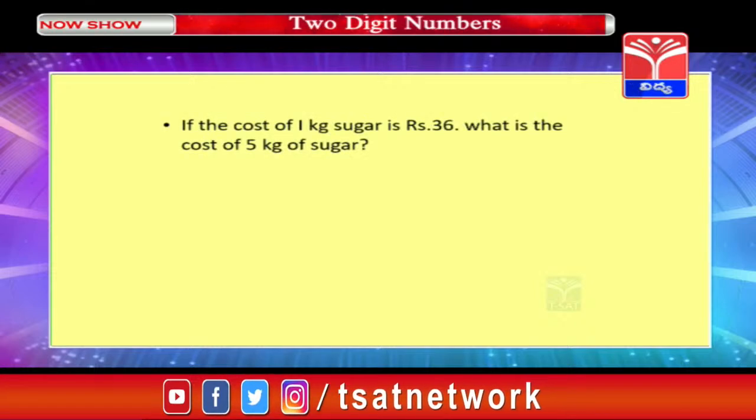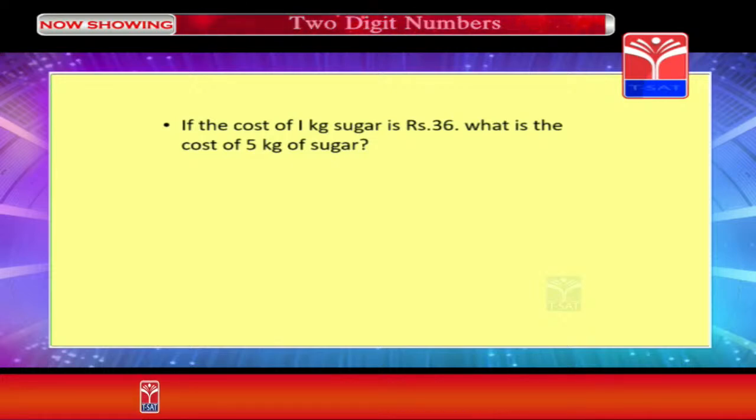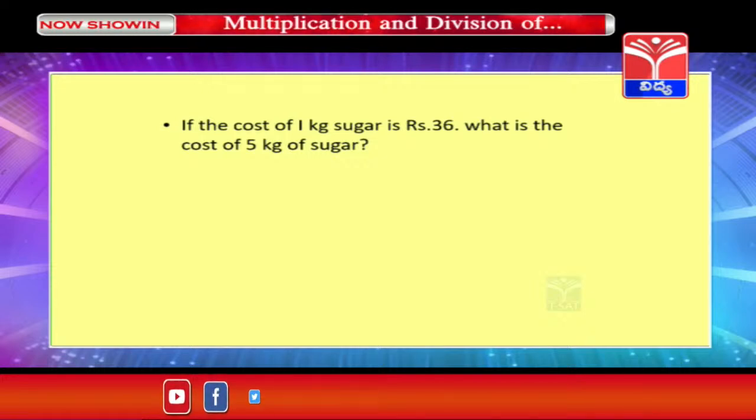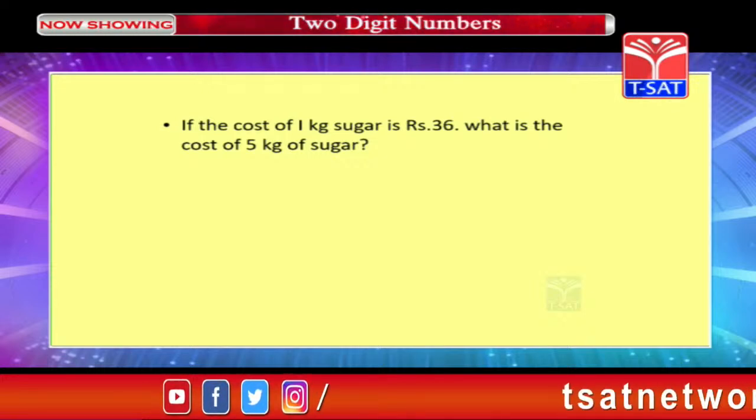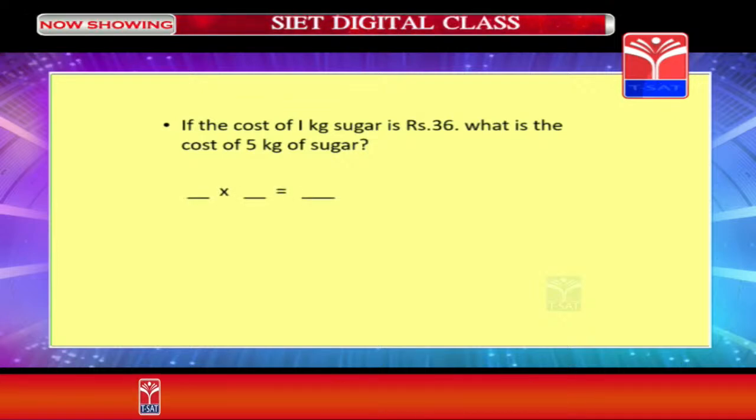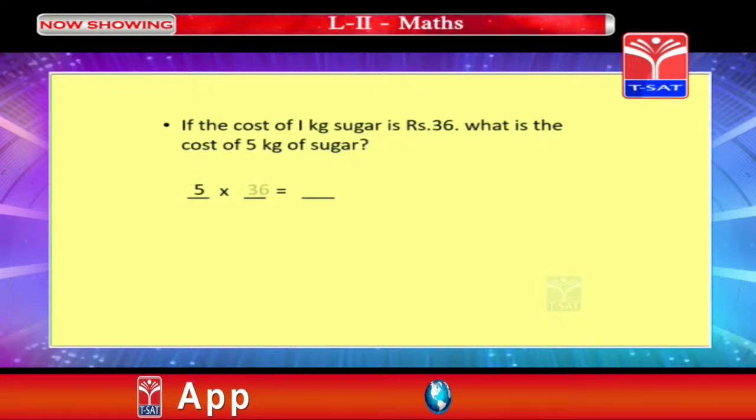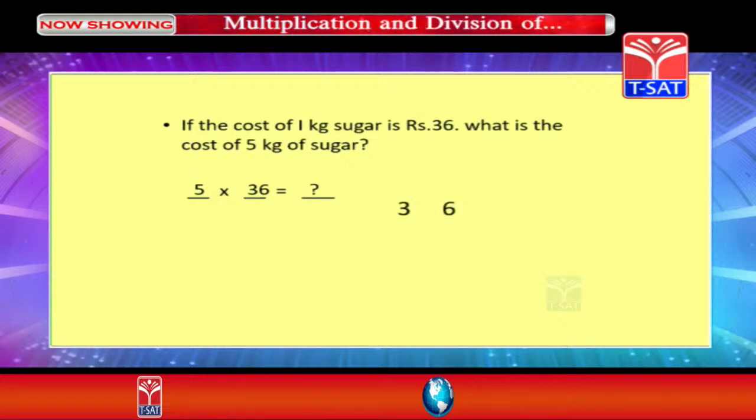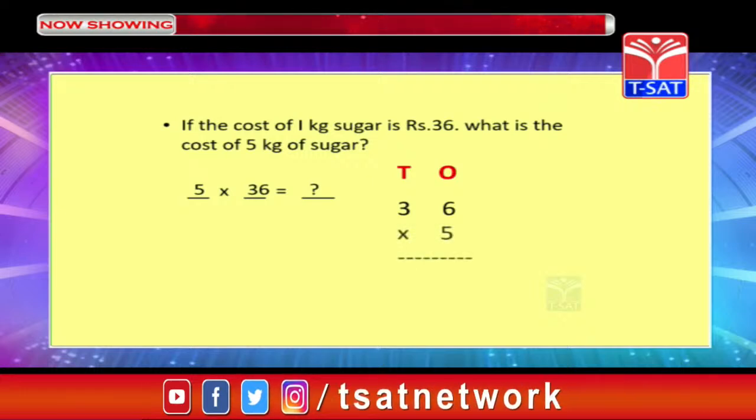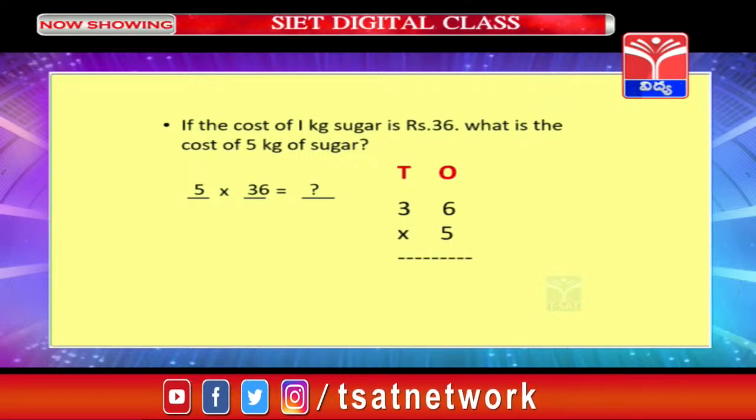If the cost of 1 kg of sugar is 36 rupees, what is the cost of 5 kgs of sugar? Already we learned how we will find the result. But here we have to discuss the process of multiplication in the standard form. So already we know that 5 into 36 means 5 times 36, right? What is the standard form of this multiplication? 6 is in the ones place and 3 is in the tens place, and we multiply 36 by 5.